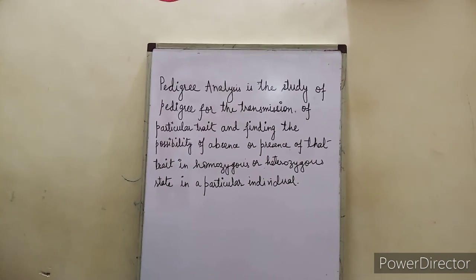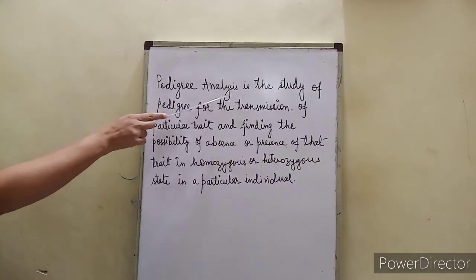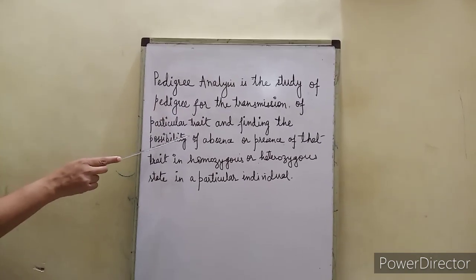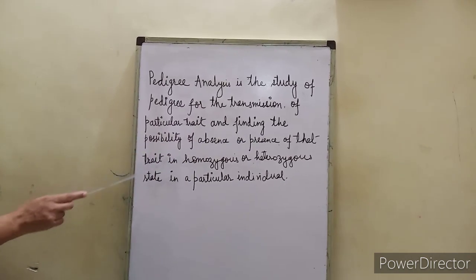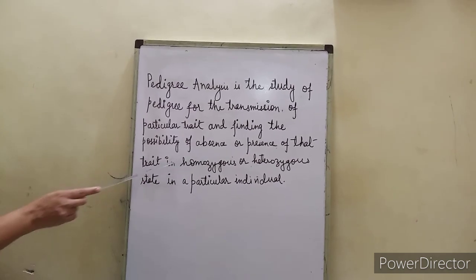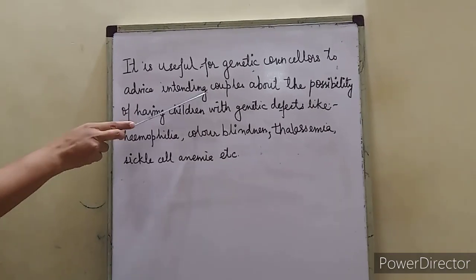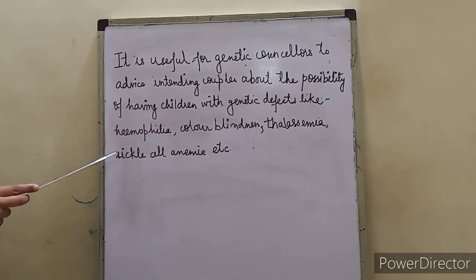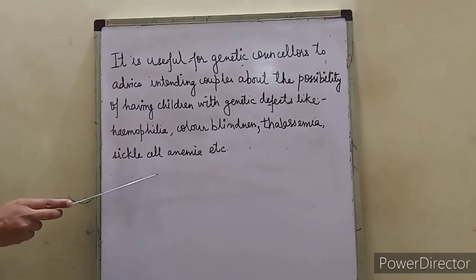Now we will come to the pedigree analysis. What is pedigree analysis? Pedigree analysis is the study of a pedigree for the transmission of a particular trait and finding the possibility of absence or presence of that trait in homozygous or heterozygous state in a particular individual. It is useful for genetic counselors to advise intending couples about the possibility of having children with genetic defects like hemophilia, color blindness, thalassemia, sickle cell anemia, etc.